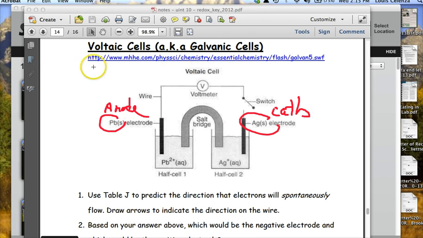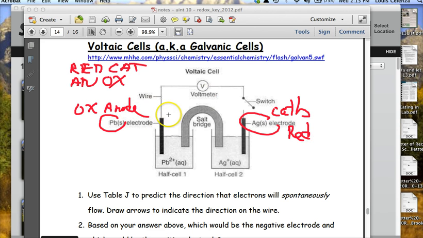And remember, red cat, an ox, which means that oxidation is occurring here, and reduction is occurring here. So once you've determined that the oxidation is here, you know first of all that the electrons are going to travel from here to here. So you're going to draw an arrow in this direction. The electrons are going here.